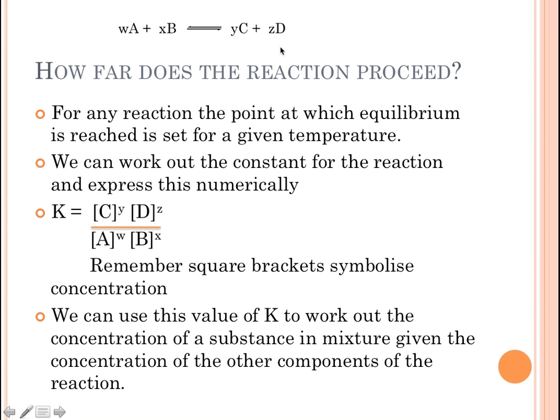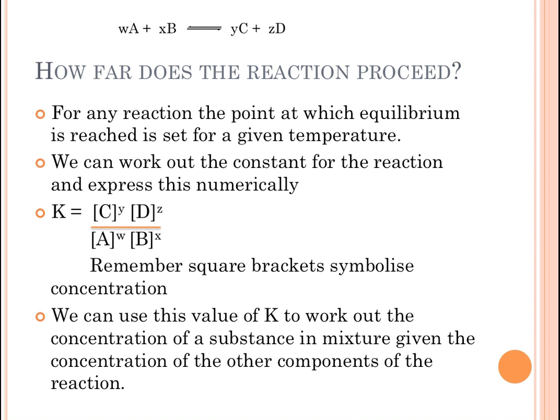Times the concentration of any other products to the power of their coefficient, over the concentration of each of the reactants to the power of their coefficients. Okay? So it's basically, to simplify it massively, products over reactants.